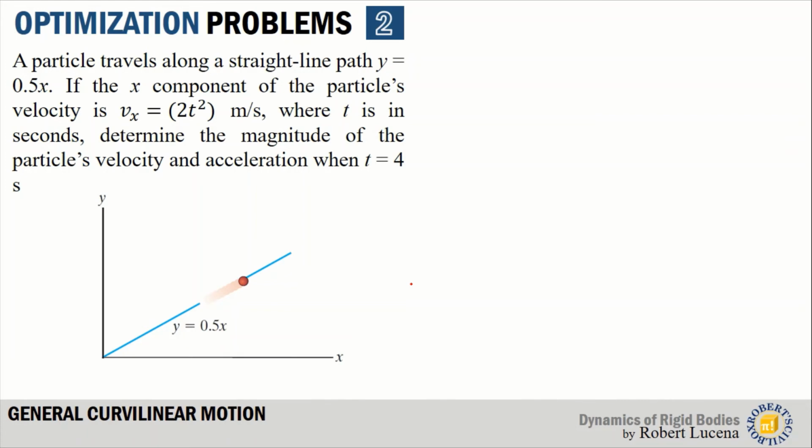Now, the objective of this problem is to determine the magnitude of the particle's velocity and acceleration. So what do we have? It's the velocity equation about x and the position equation in y, but this is a function of x.